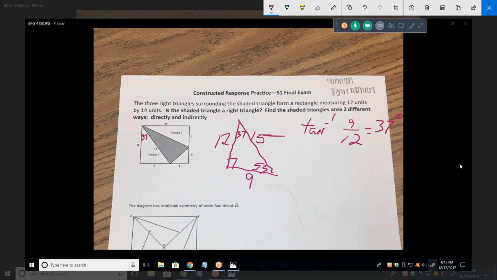Because notice if I can figure out what all these angles are. Wow, what is going on with my phone? Okay, hold on 1 second. That's okay.